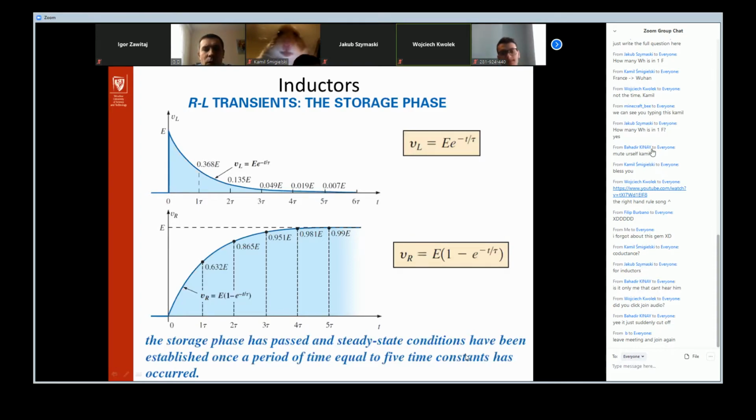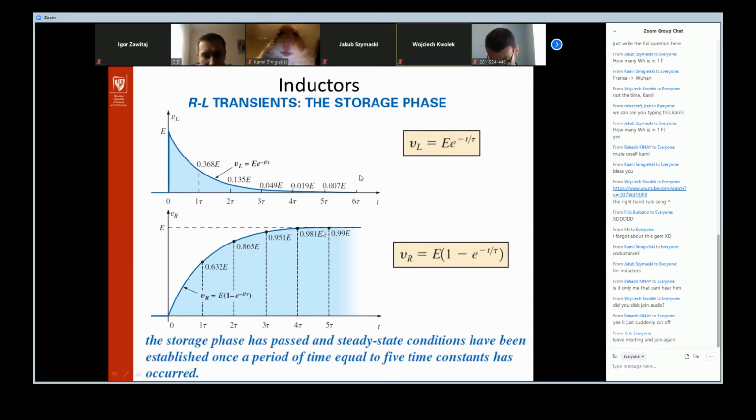Great. What about the voltage produced across the coil? Of course, this is given by the formula E times e to the minus t over tau. The maximum value is the power supply value, and it goes down because, due to Faraday's law, the induced voltage decreases as the current changes so slowly. After 5 tau, the change of the current is equal to 0, so in fact the voltage induced on the coil also has to be 0.